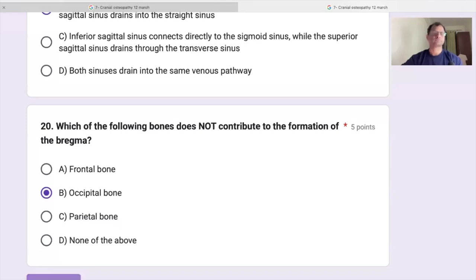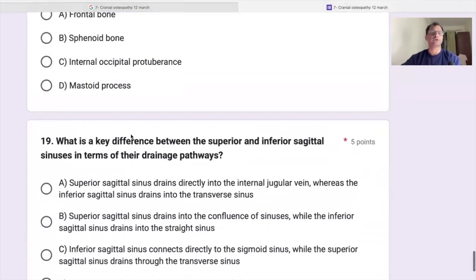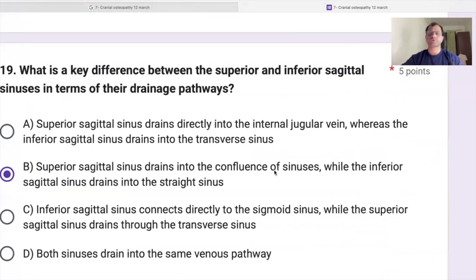The 19th one, you said it's right. What is the answer for 19? Please explain. Okay, you tell me the superior sagittal sinus is meeting in the confluence of sinuses? Okay, I will show you in this image. Let's see.